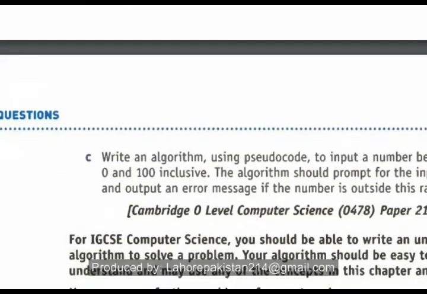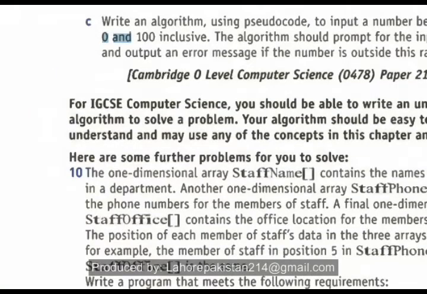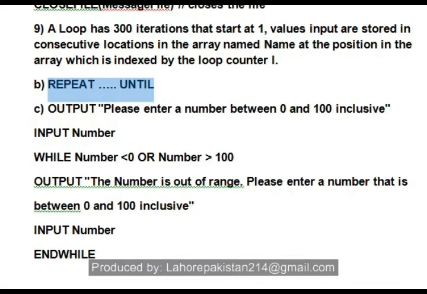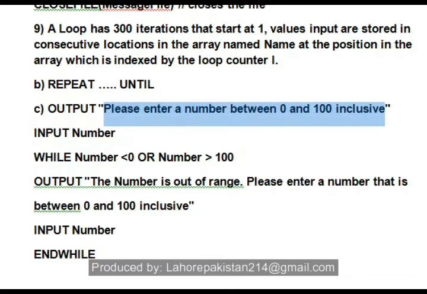In part C, you are supposed to write an algorithm using pseudocode to input a number between 0 and 100 inclusive. The algorithm should prompt for input and output an error message if the number is outside the given range of 0 to 100. Now in our algo, we are showing this message on the screen: please enter a number between 0 and 100 inclusive.